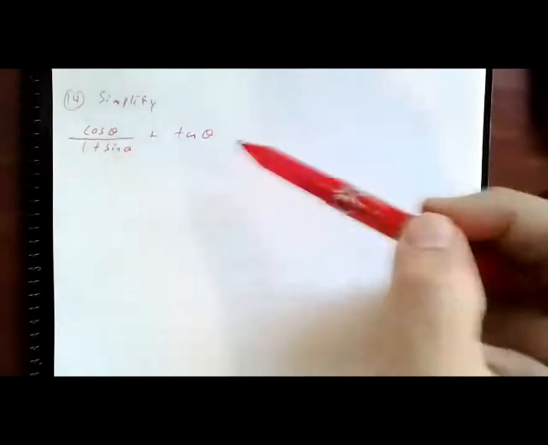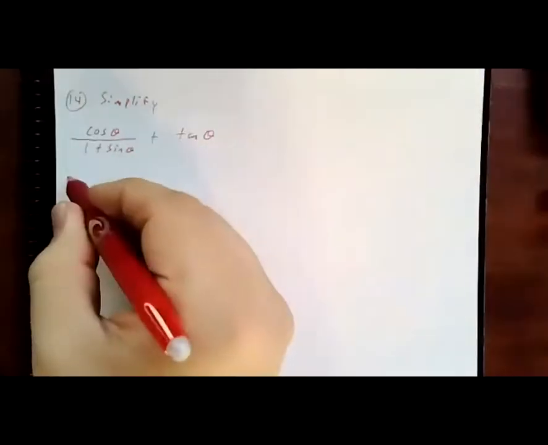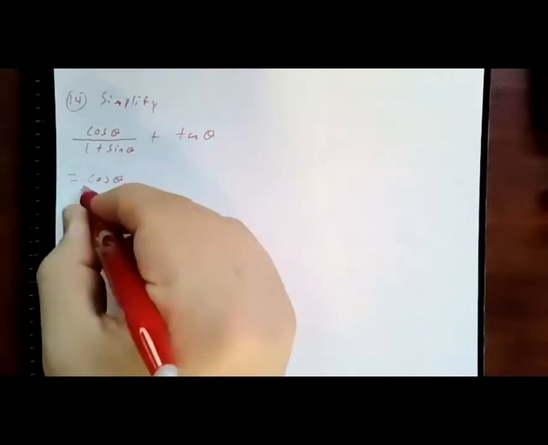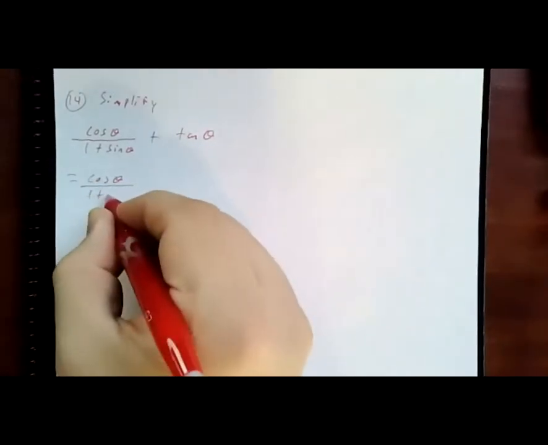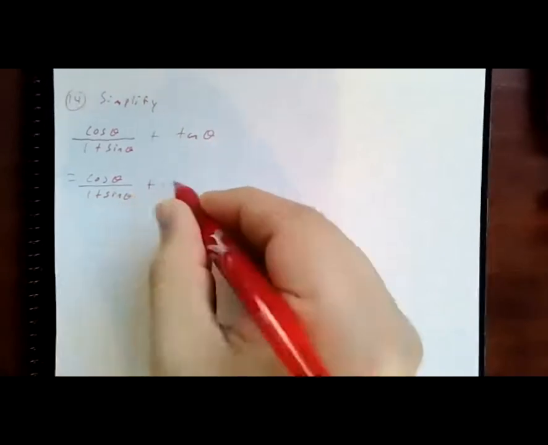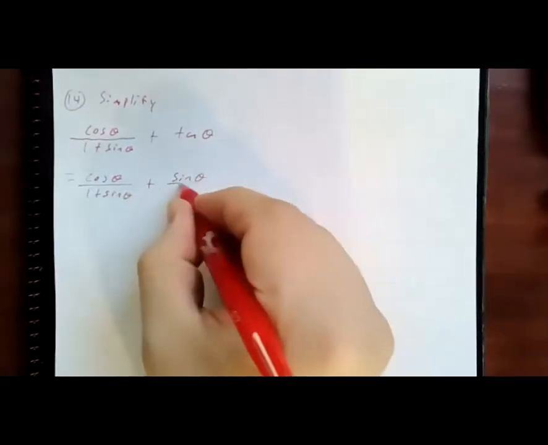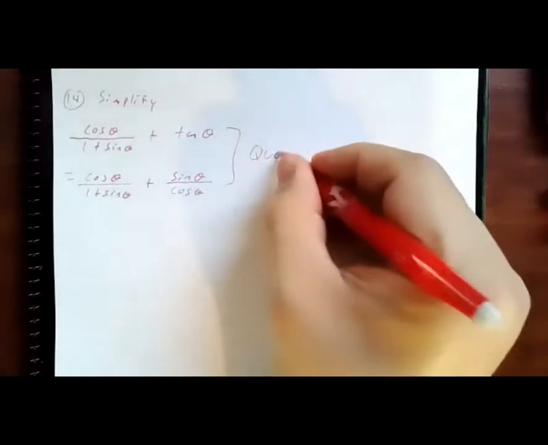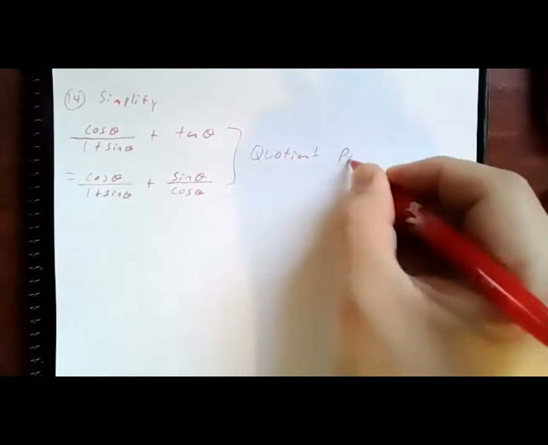All right, so simplify meaning just add the fractions, see what cancels, and that's it. So right now, tangent can be rewritten as a fraction, right? As a quotient. Because we know that's supposed to be sine theta over cosine theta. So that's just using the quotient property.